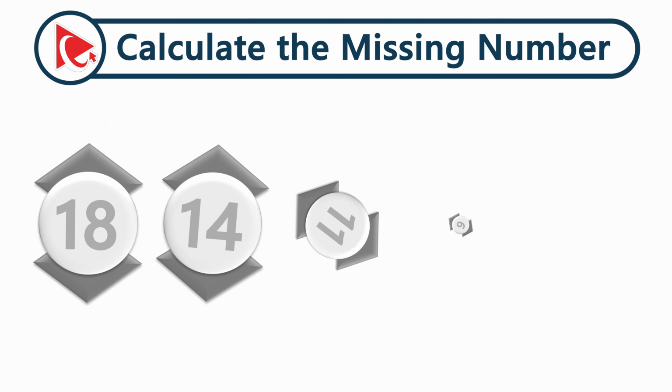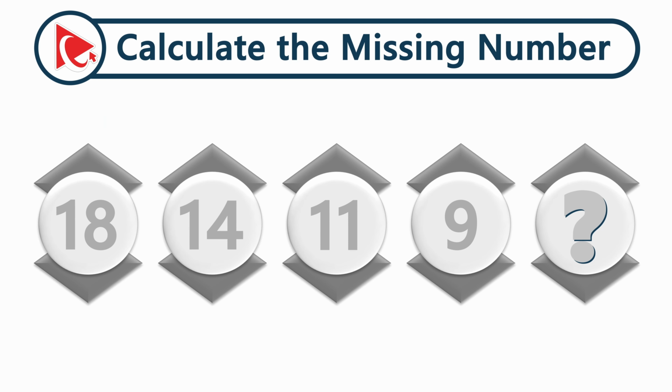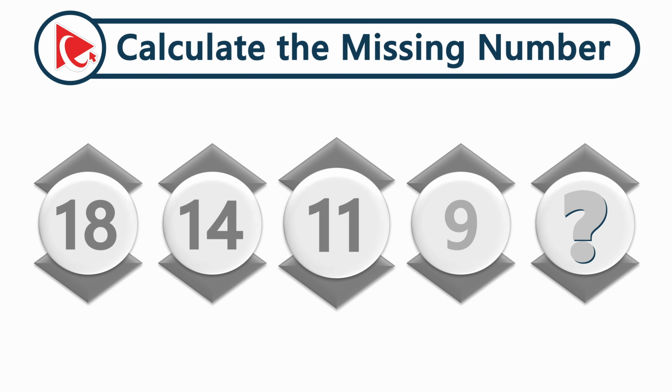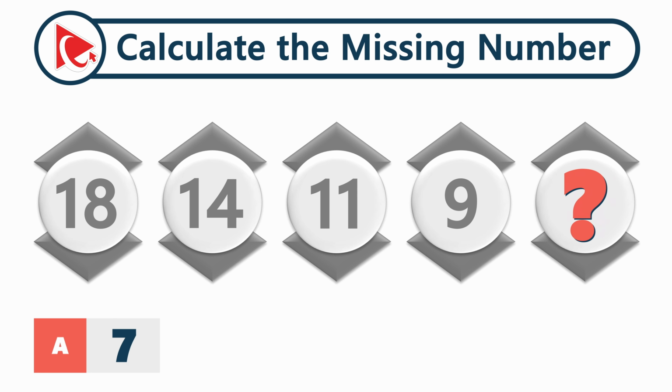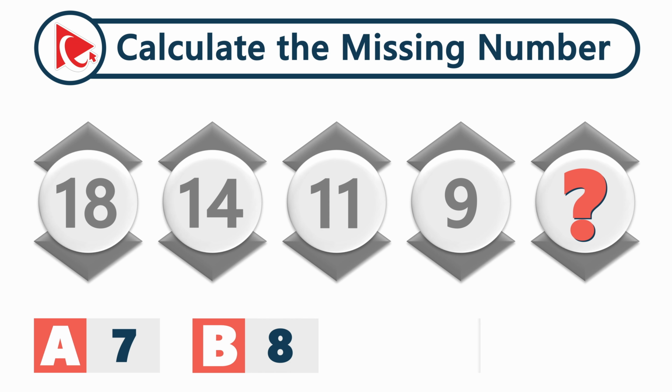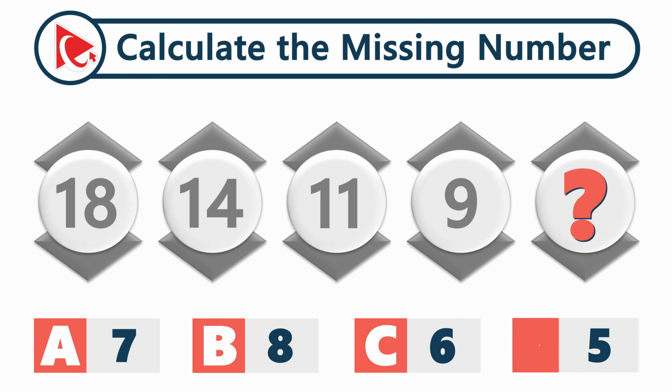In this question, you're presented with the sequence of numbers 18, 14, 11, 9, and then comes the missing number, which you need to calculate and select your answer out of 4 possible choices. Choice A, 7, choice B, 8, choice C, 6, and choice D, 5.